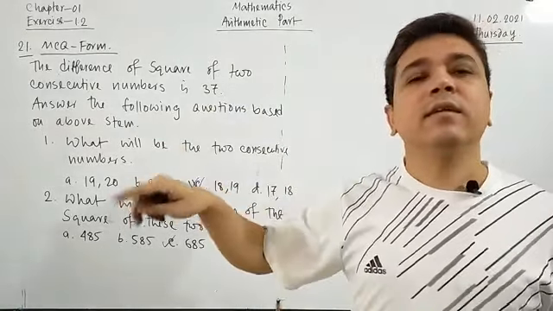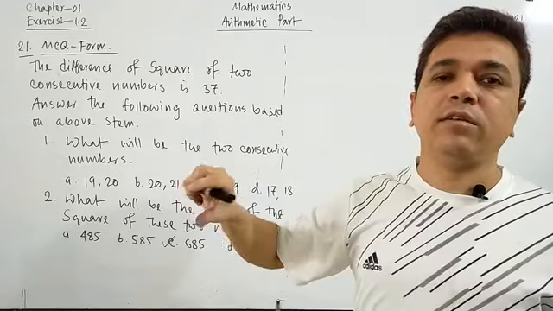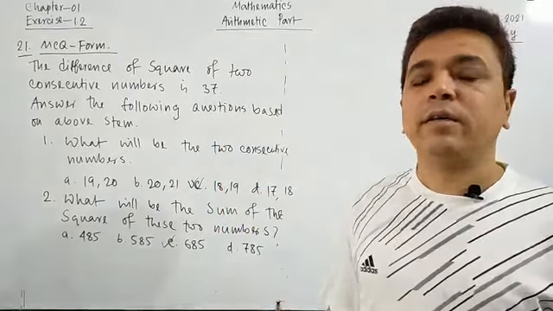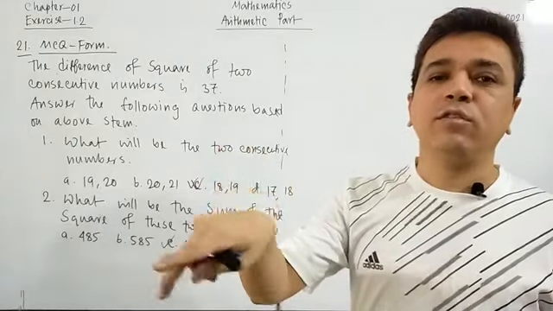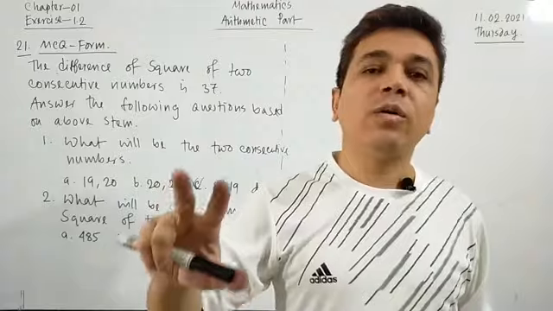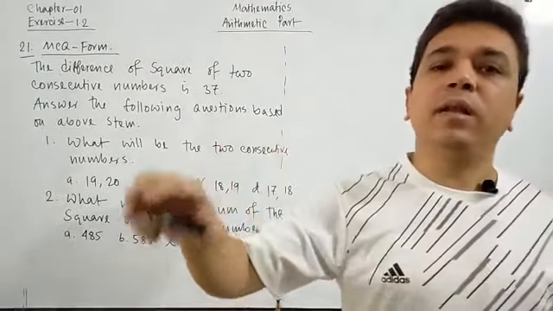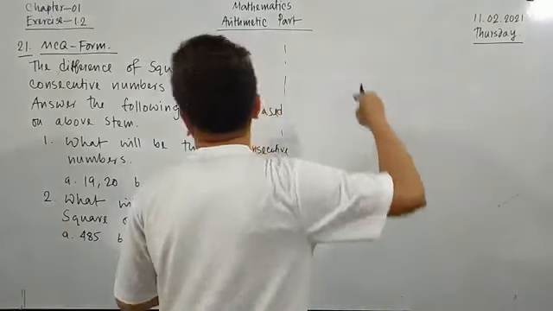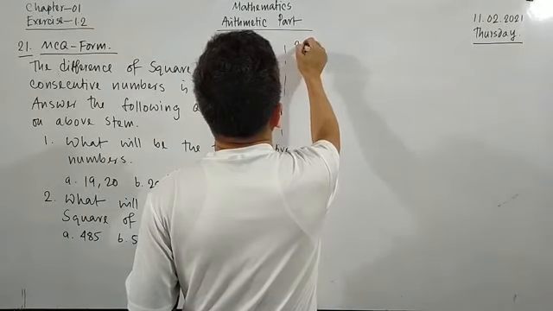But in this particular case, we have to find the two consecutive numbers such that the difference of squares of these two consecutive numbers equals a perfect square. Not only two consecutive numbers, they should be the least two consecutive numbers. Okay, so we are just going to do number 22.